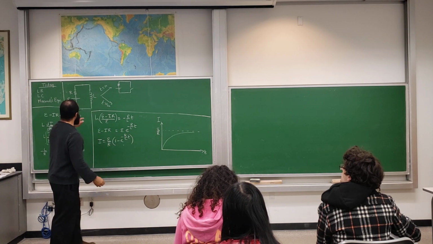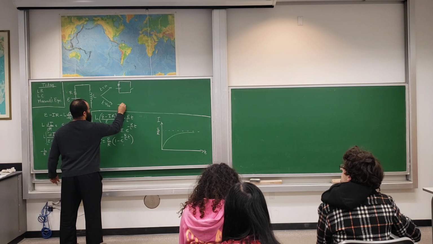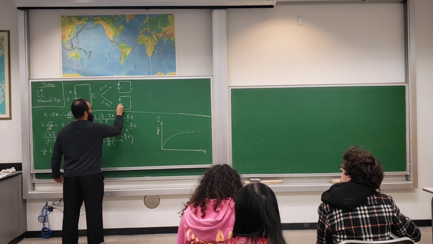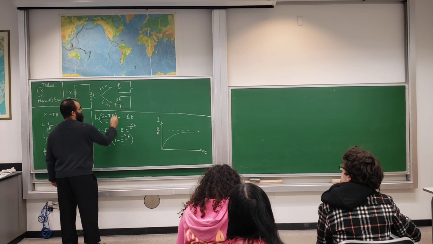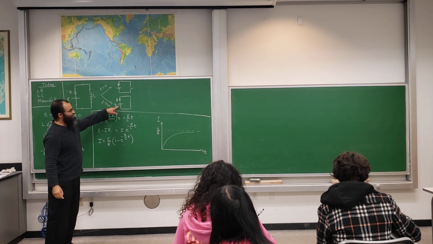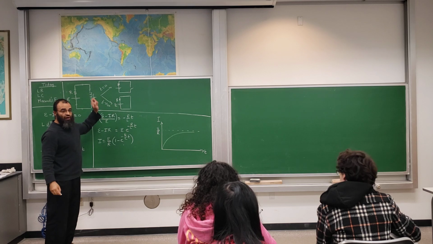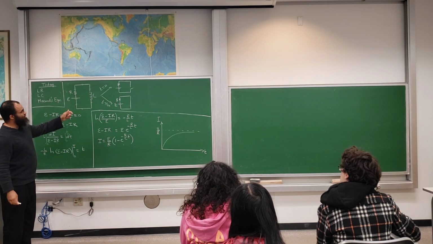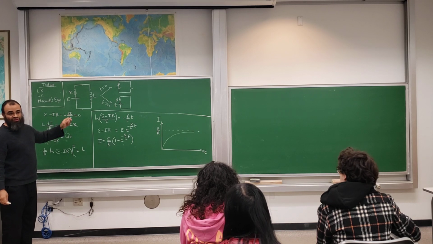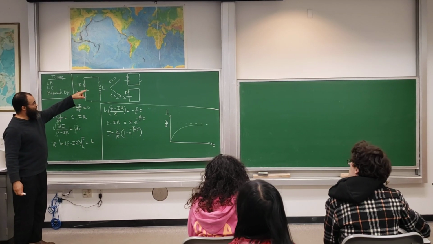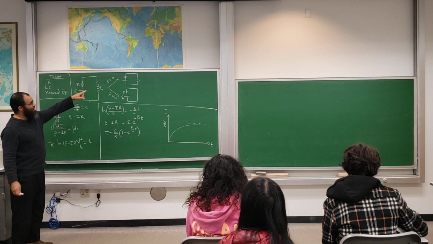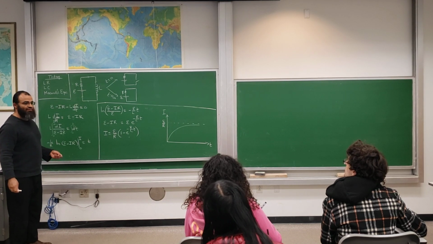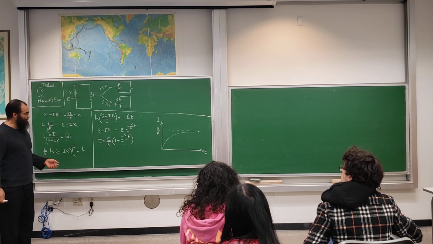E over R is basically saying this: battery, resistor, and the inductor is just like a wire. What's the current in this circuit? E over R. Yeah. So as t goes to infinity, the inductor is just like a wire. At t equal to 0, initially the inductor is like an open switch. So that's the intuition you should have.